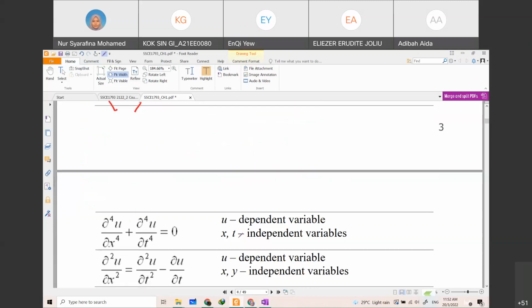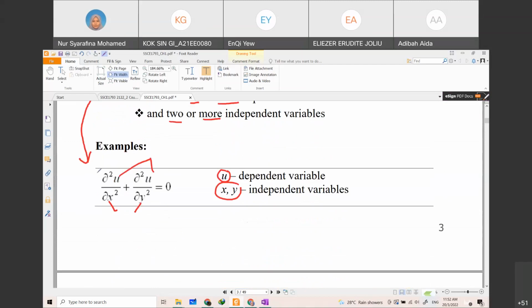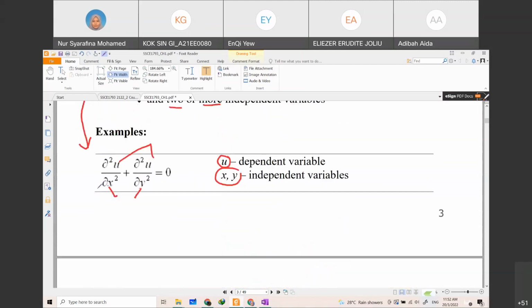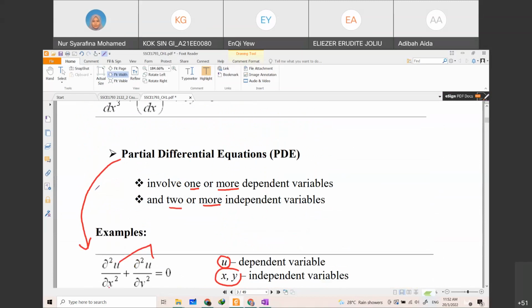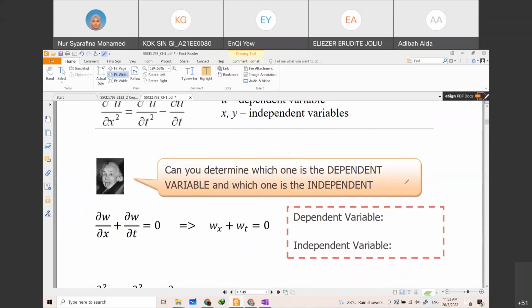Okay, good. So now we have here del 4u over del x to the power of 4 plus del 4u over del t to the power of 4. So you have x and t, two independent variables, but you only have one dependent. So these three examples give you partial differential equations. All right. So can you determine which one is dependent and which one is independent?